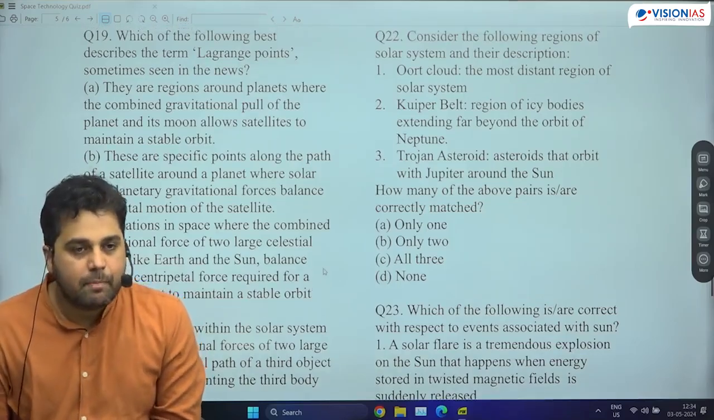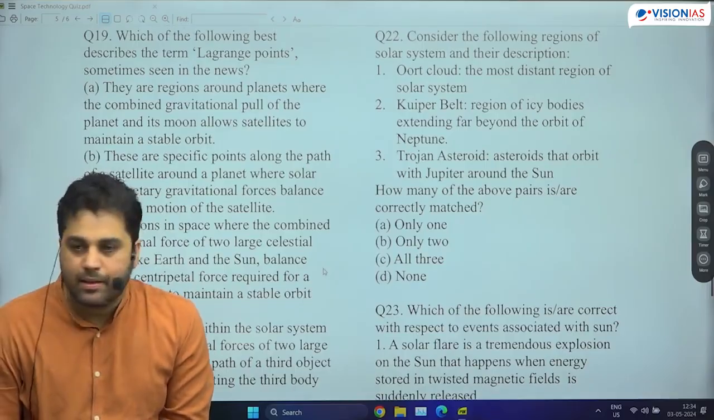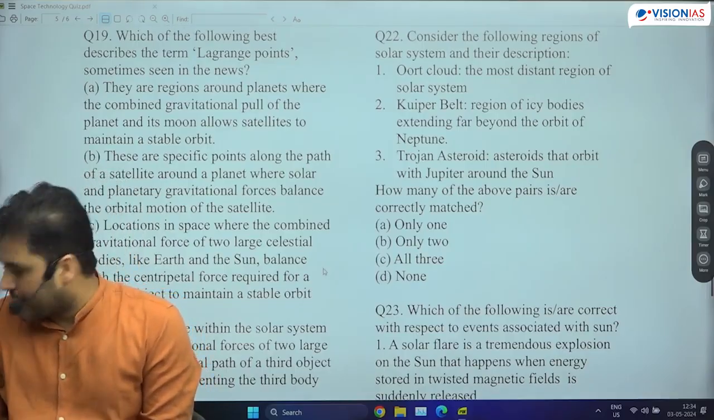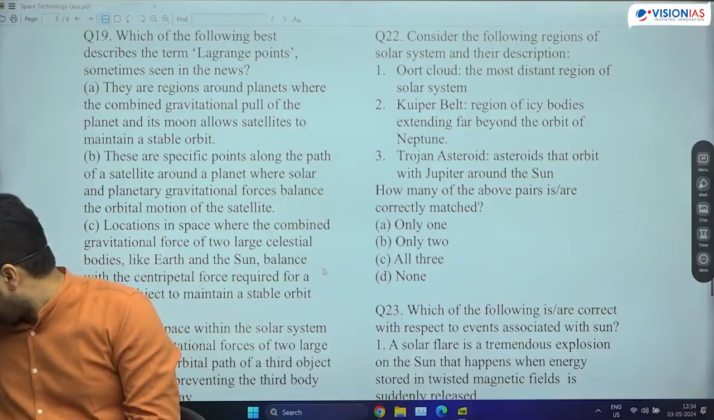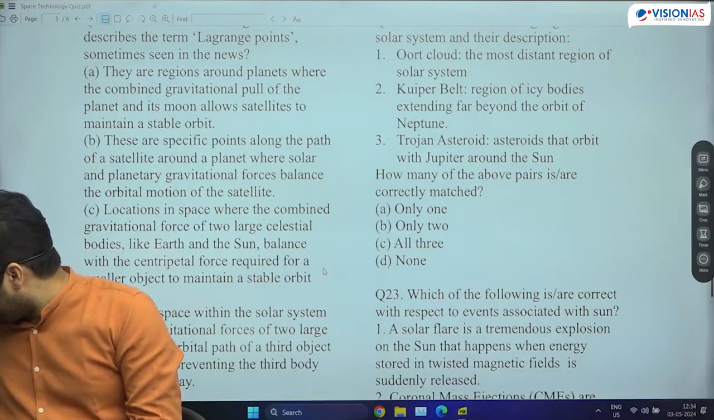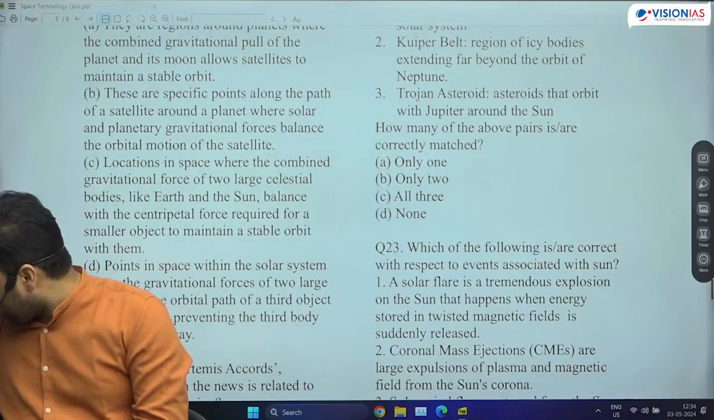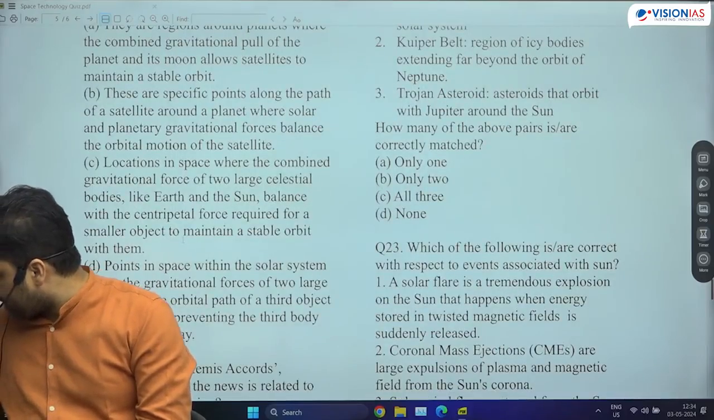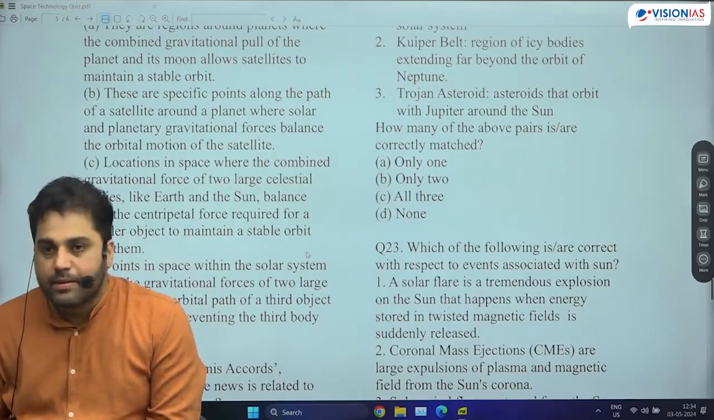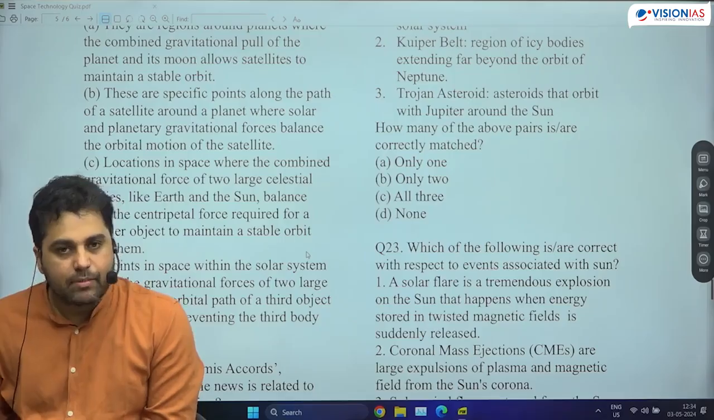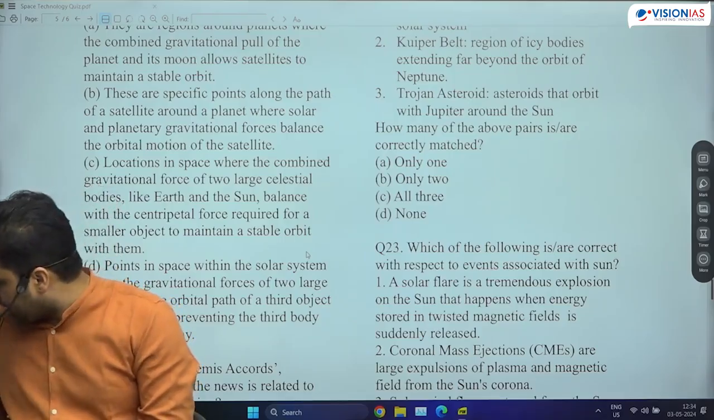Very lengthy question, but C is the most appropriate option here. So C is the correct answer. Locations in space where the combined gravitational force of two larger celestial bodies, like Earth and Sun, balance with the centripetal force required for a smaller object to maintain a stable orbit with them. So C is the most appropriate option, even though it is a very lengthy question.